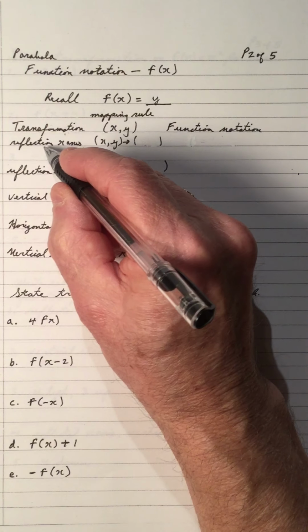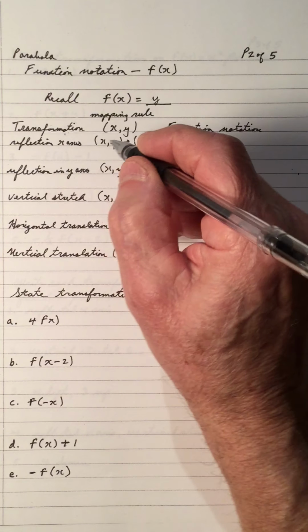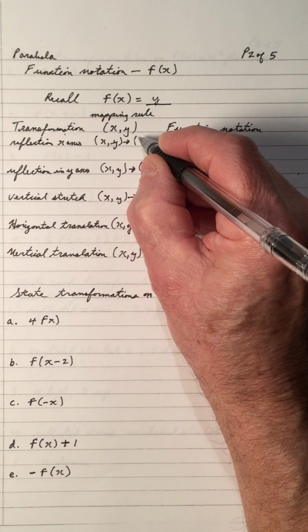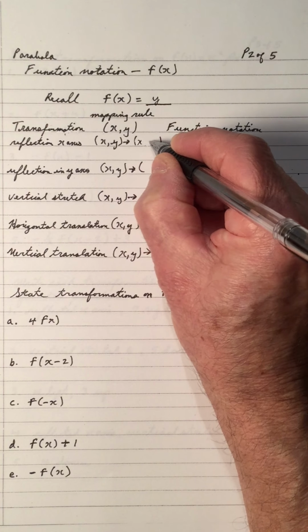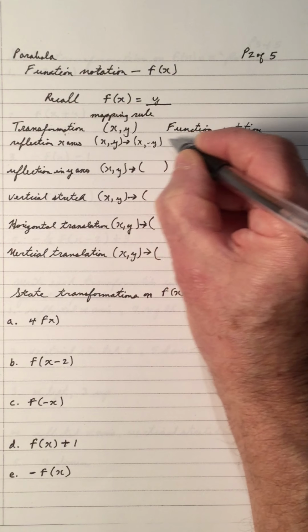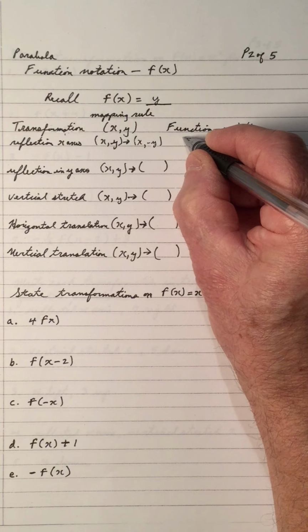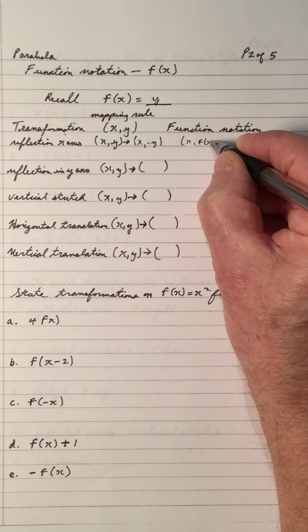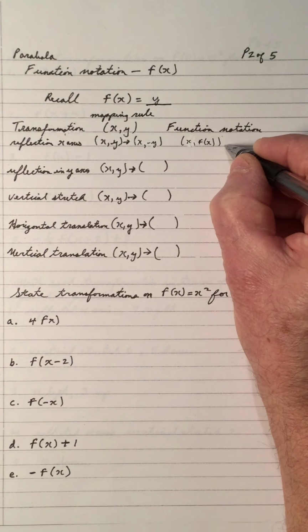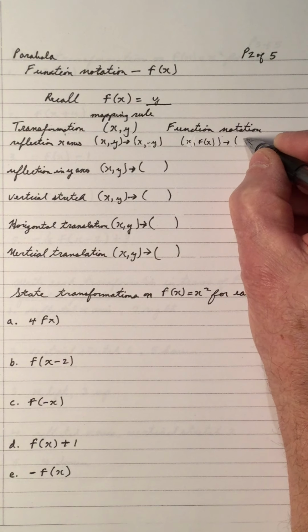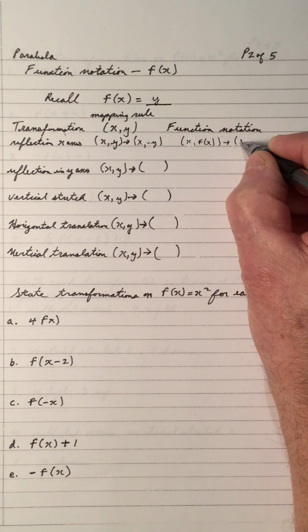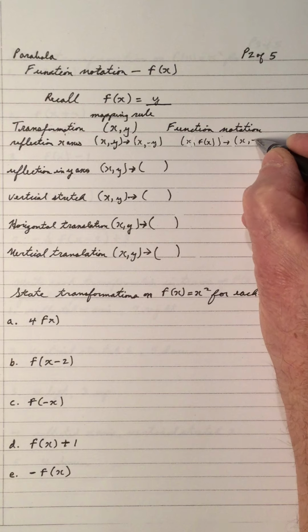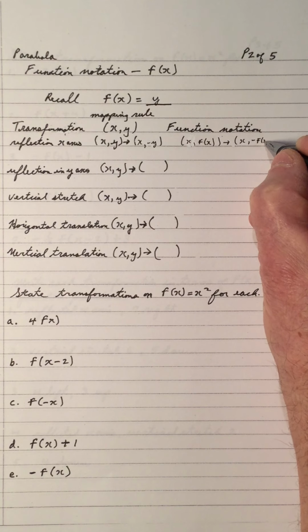If you reflect in the x-axis, then you are changing the y to a negative. And the mapping rule for that is x, comma, remember, f of x is the y, maps to x, comma, negative f of x.